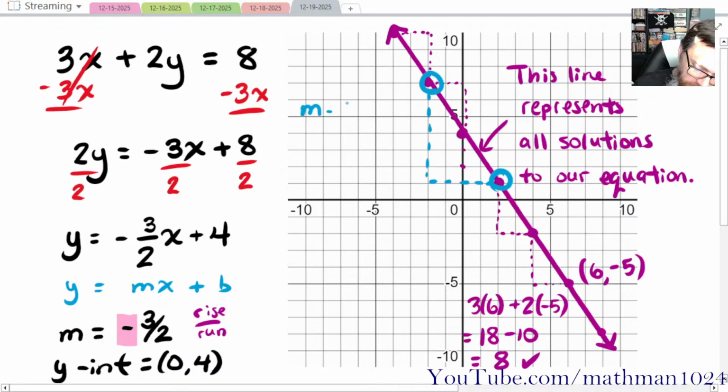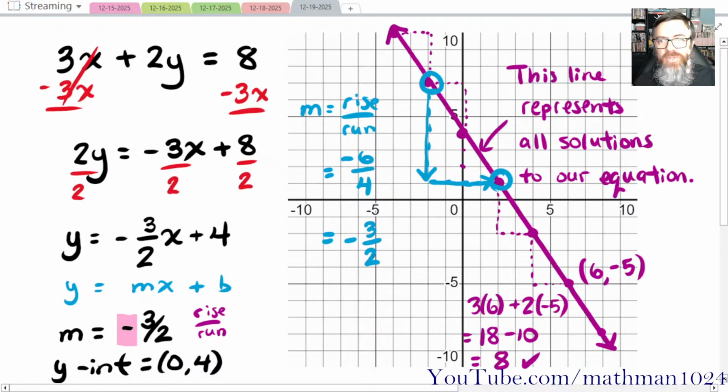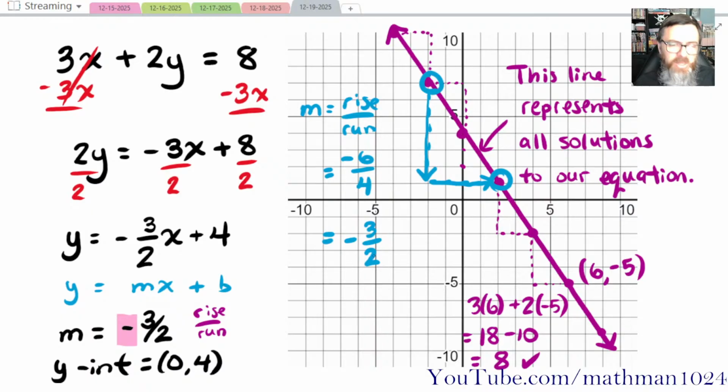So my slope, which is rise over run, as I go down, I'm going down 6 units. And as I run, I go to the right, that's going to be 4 units. So negative 6 divided by 4 is going to give me negative 3/2 whenever I reduce that. Common factor of 2, so we get our slope right there. I could have picked any other pair of points, and it's still going to reduce to give me negative 3/2. And so that's what graphing would look like.